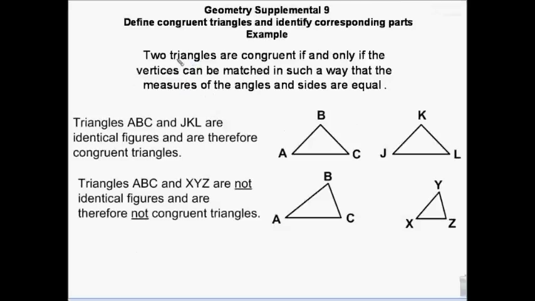Okay, so the two triangles are congruent if and only if the vertices can be matched in a way to where the measures of the angles and the lengths of the sides are equal. So this is like that other picture where I have equal side lengths and then equal angles. And then of course here you can see these are not congruent because they're not the same size, and they're probably not even the same shape. This angle looks bigger than that one.